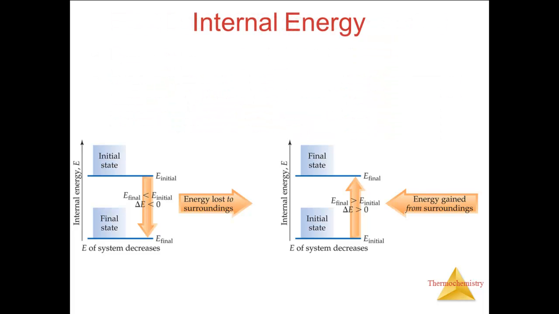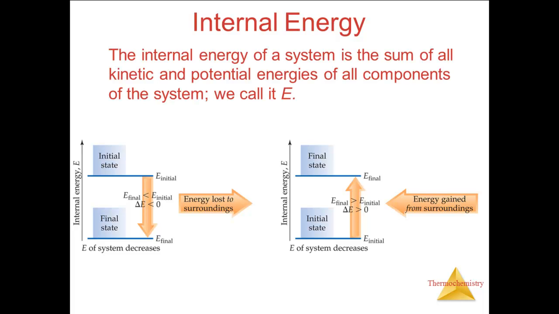There will be 4 principal energy functions that you will need to know the symbols and definitions for. One of the energy functions is the internal energy, which has the symbol capital E. Internal energy is the sum of all the kinetic and potential energies of all the components of the system. By the way, the other 3 energy functions are called enthalpy, the symbol is H, entropy, symbol S, and free energy, symbol G.